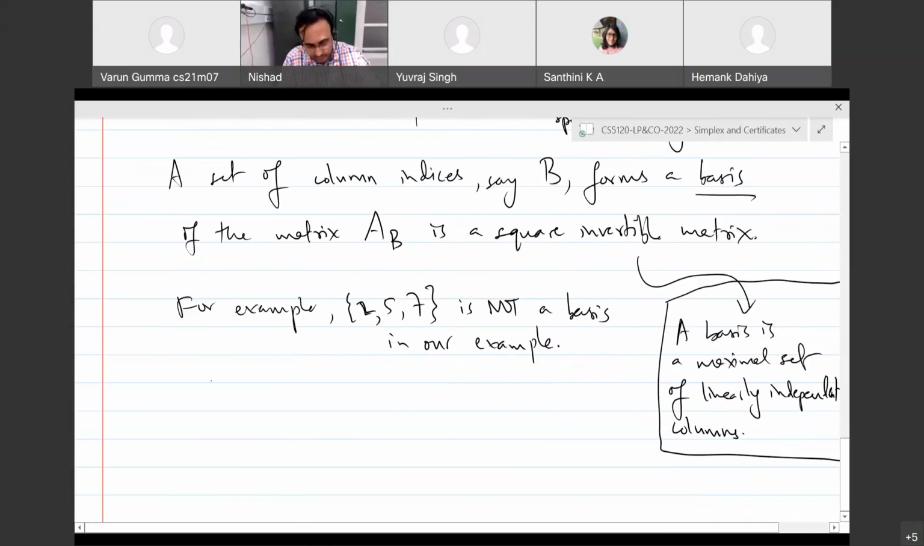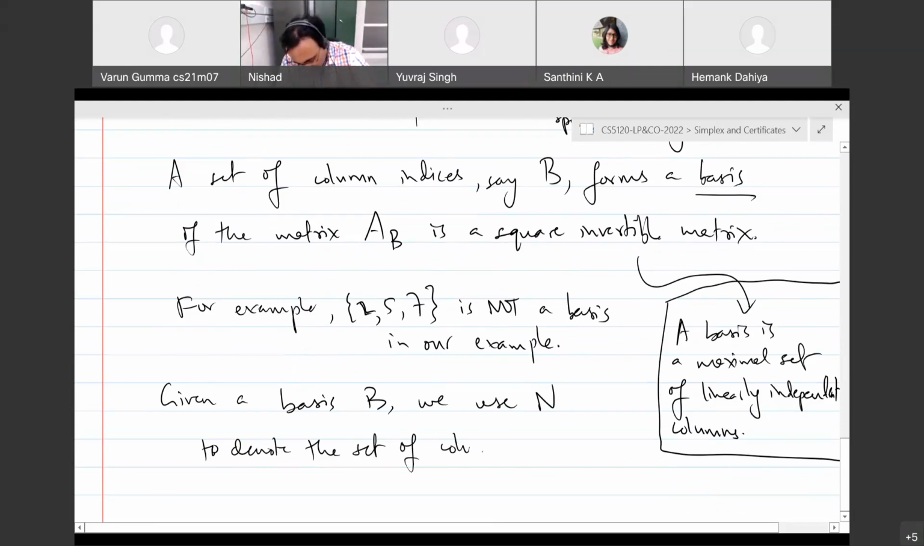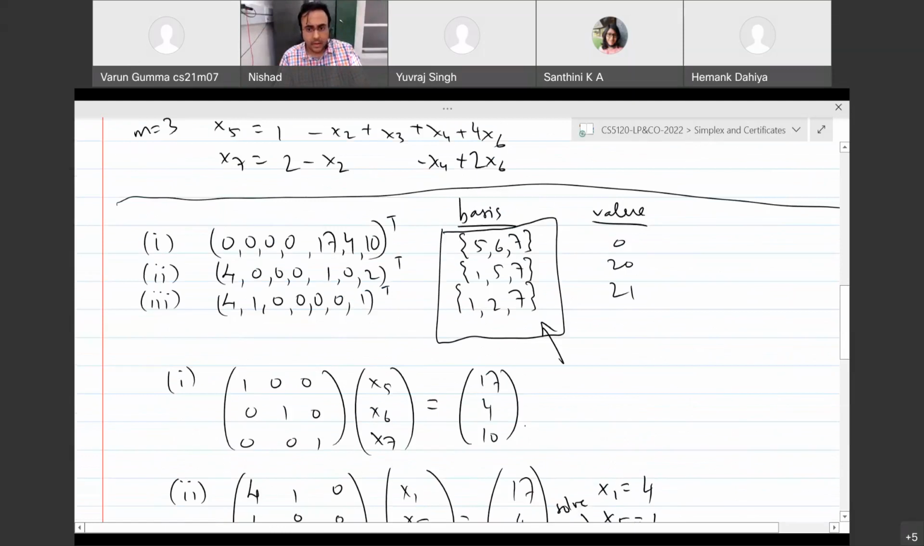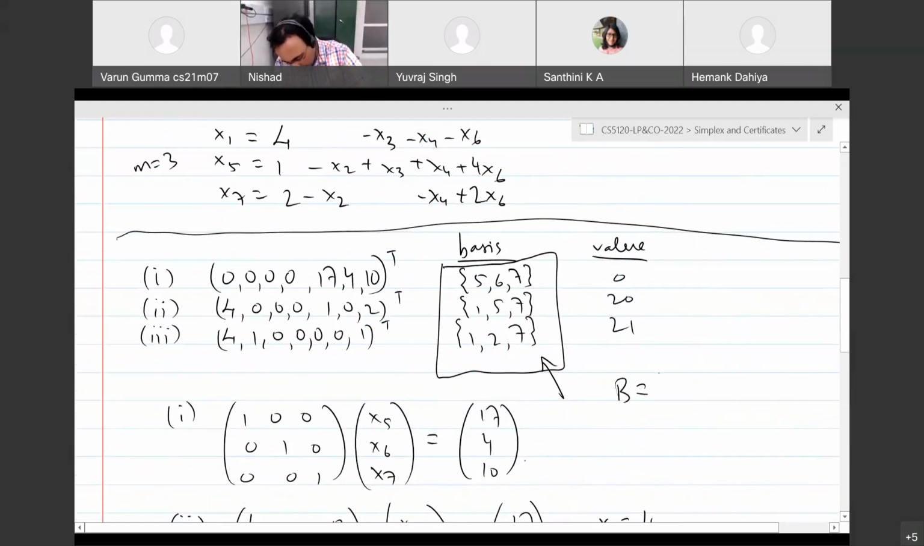So for the sake of convenience, given a basis B, we use N to denote the other columns, to denote the set of column indices which are not in B. Okay, so for example, if B is 1, 5, 7, then the corresponding N is the remaining columns 2, 3, 4, and 6.